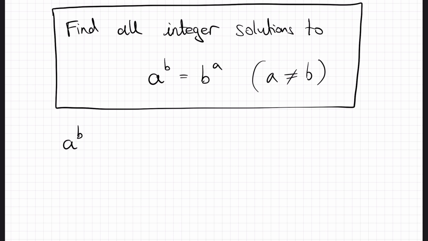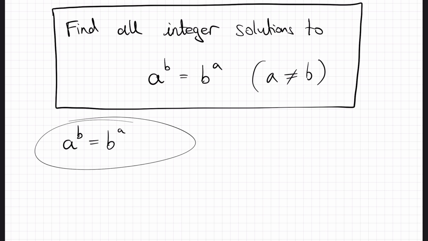So we have a to the b equals b to the a, and immediately you're going to see two variables and only one equation. So you might be thinking, how are we going to solve this? Well, we could either try to get b in terms of a, or a in terms of b. Or what we could do is try and get a on one side and b on the other side, so try to separate them out so they're not interdependent on each other. So that's the route I'm going to take.